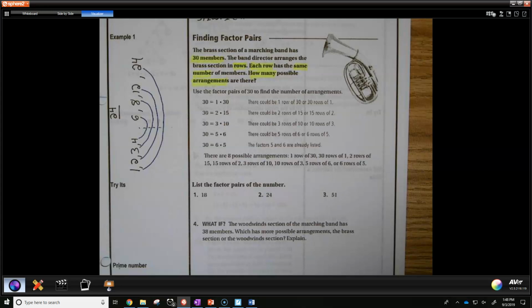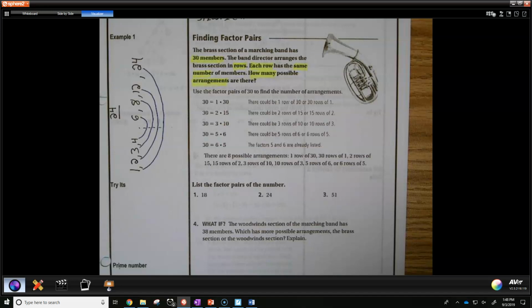This is where we use factor pairs. We look at the number 30, and I say, okay, well, what are the factor pairs of 30? I can do 1 times 30. That's my factor pair. Now, does that count as one arrangement or as two? Two. Why would it count as two? Because 1 times 30 is the same as 30 times 1. So why would that count as two arrangements? Because one row of 30 is every kid having their own row, and 30 rows of 1 is all the kids lined up in one row.